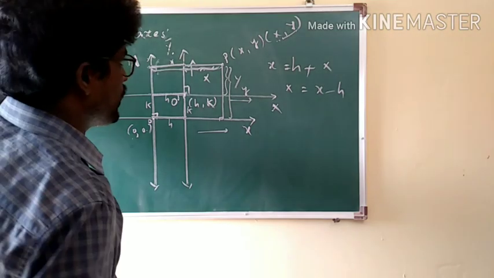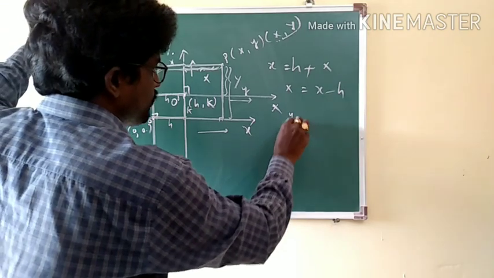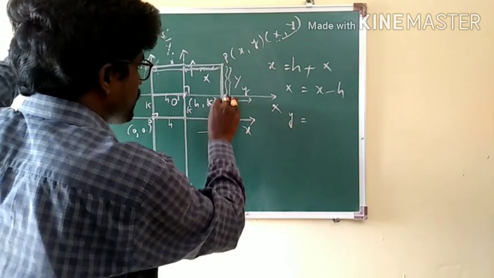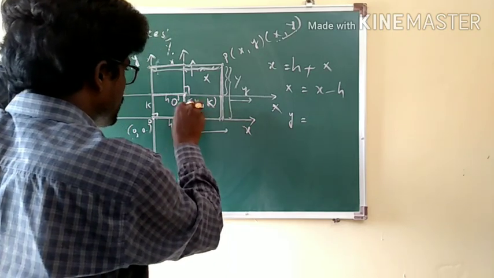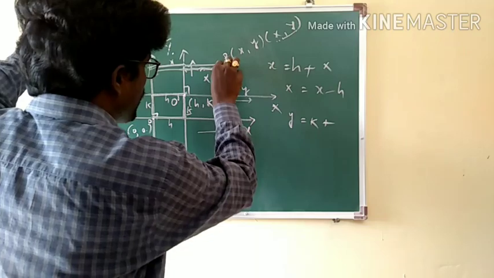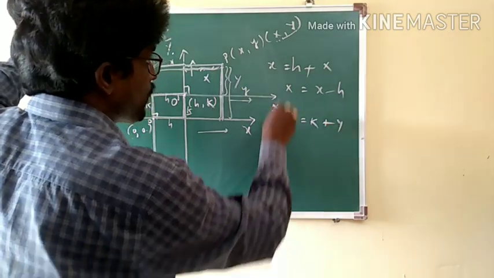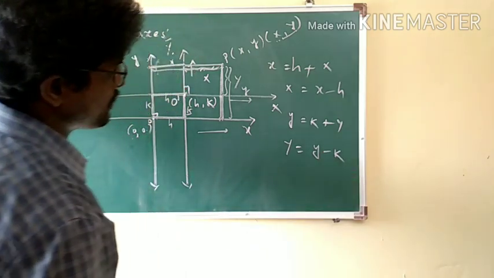Now coming to the y coordinate. This total length is small y. This total length is nothing but this length plus this length. What is this length? That is k units. k plus what is this length? Capital Y. But what is our subject? Capital Y is equal to y minus k.